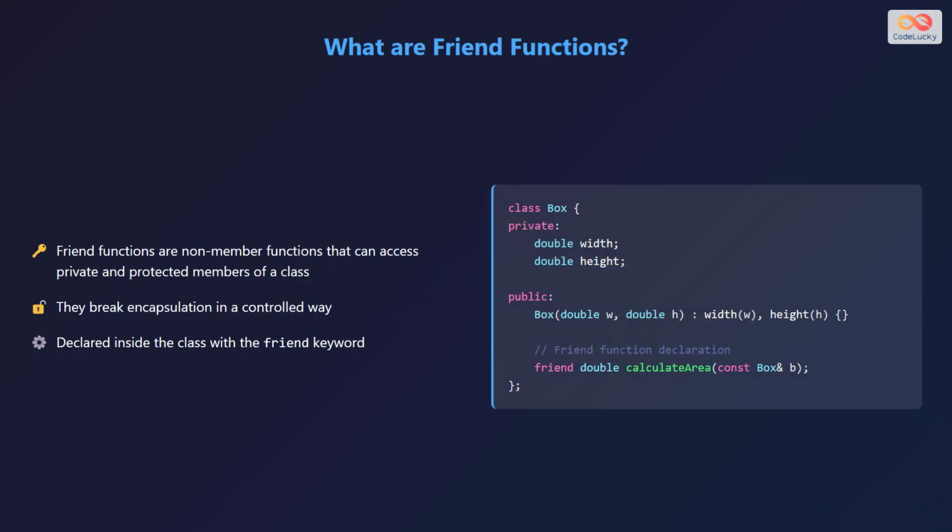Friend functions are special functions in C++ that, despite not being members of a class, are granted access to the class's private and protected members. This is achieved by declaring them as friends within the class definition, using the keyword friend. Think of it as a controlled way to break encapsulation, allowing external functions to interact with the internal workings of a class. Essentially, the class is saying, I trust this function even though it's not part of me. Here's an example. We have a class Box and a function calculateArea which is declared as friend inside the Box class.